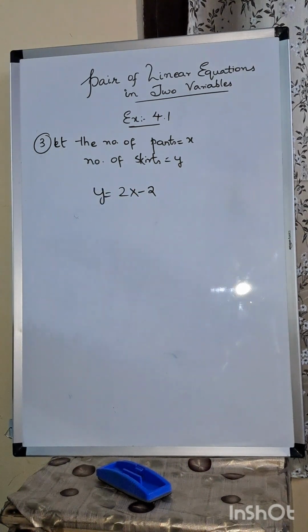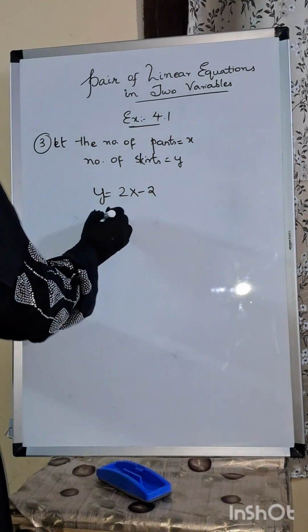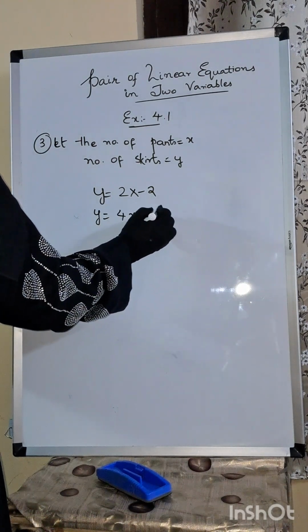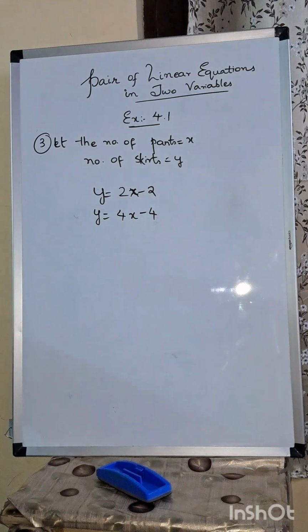And the number of skirts is 4 less than 4 times the number of pants purchased. It means y is equal to 4x minus 4. This is the only trick, the only main important part of the question. After doing this, you have to draw the graphs and find out whether the lines are intersecting or not. Okay, so y is equal to 2x minus 2.